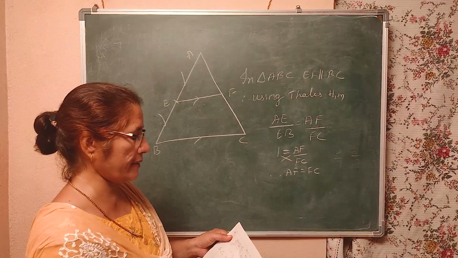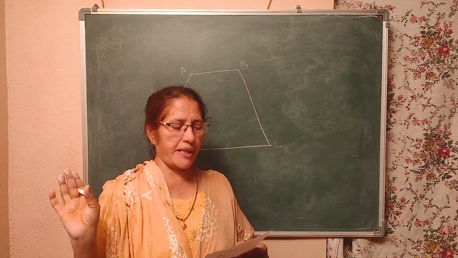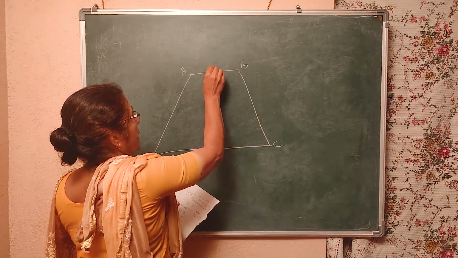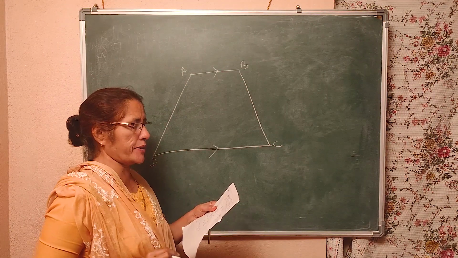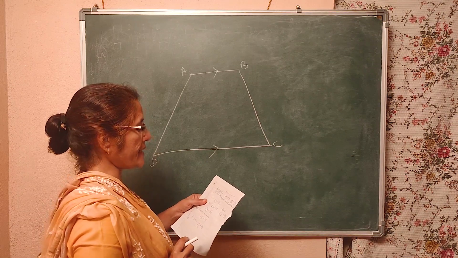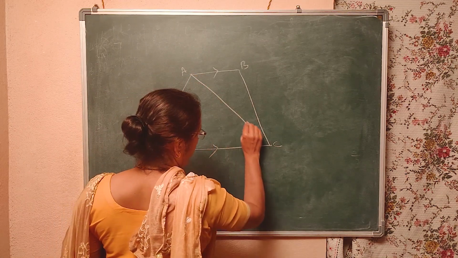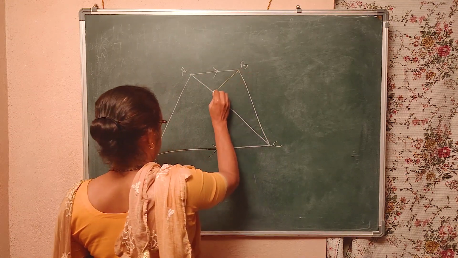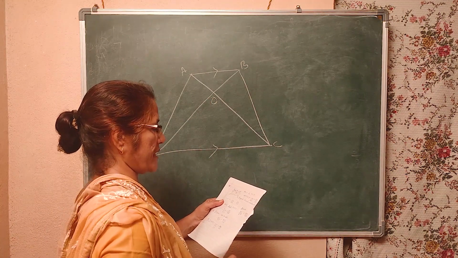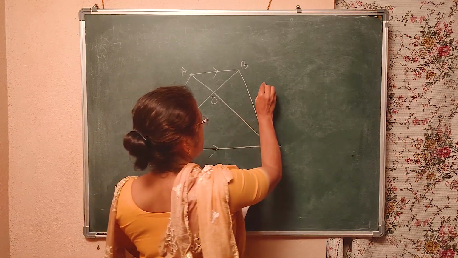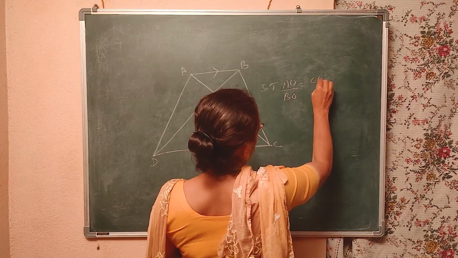So, the 9th question is like this. ABCD is a trapezium in which AB is parallel to CD. Diagonals intersect each other at O. AC is a diagonal, BD is a diagonal. They intersect each other at O. They have said, show that AO by BO is equal to CO by DO.